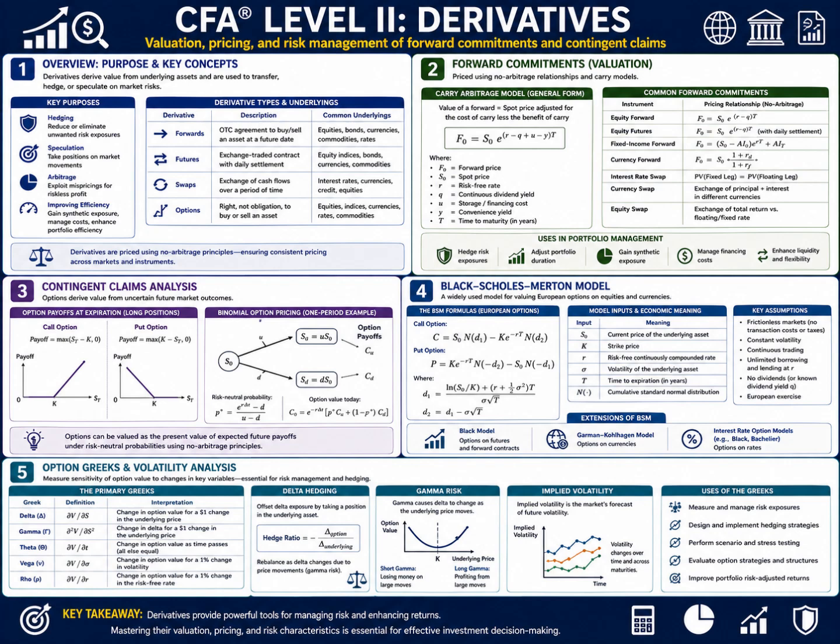Pricing and valuation of forward commitments represent a major area of the curriculum. Candidates learn how equity forwards, futures contracts, fixed income forwards, currency swaps, and interest rate swaps are priced using no arbitrage relationships. The curriculum explains the carry arbitrage model and analyzes how financing costs, underlying cash flows, and interest rates affect derivative pricing. Candidates also study equity swaps and currency swaps to understand how cash flow exchanges are structured and valued. These concepts strengthen analytical understanding of how derivative markets maintain pricing consistency across financial instruments.